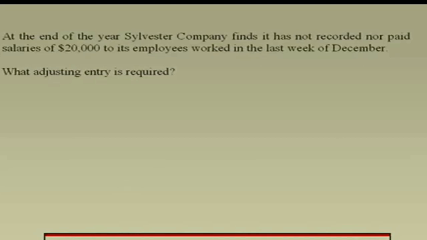Here's another example. At the end of the year, Sylvester Company finds it has not recorded nor paid salaries of $20,000 to its employees who worked in the last week of December. What adjusting entry is required? They provided you with a service, the employees. You had an expense, but it wasn't recorded. Do you want to stop this presentation and have a crack at it? I'll give you a couple of minutes. Stop now.